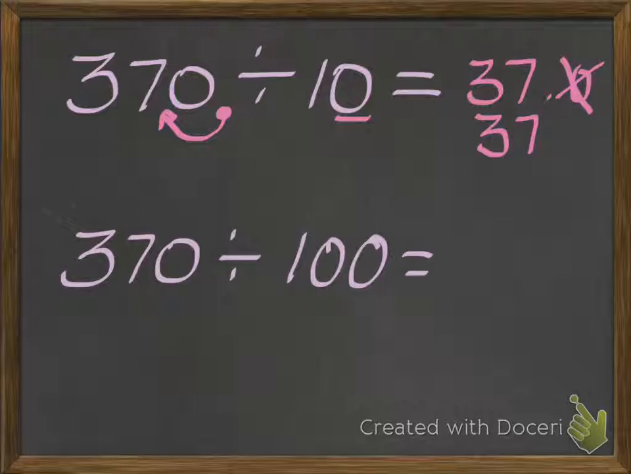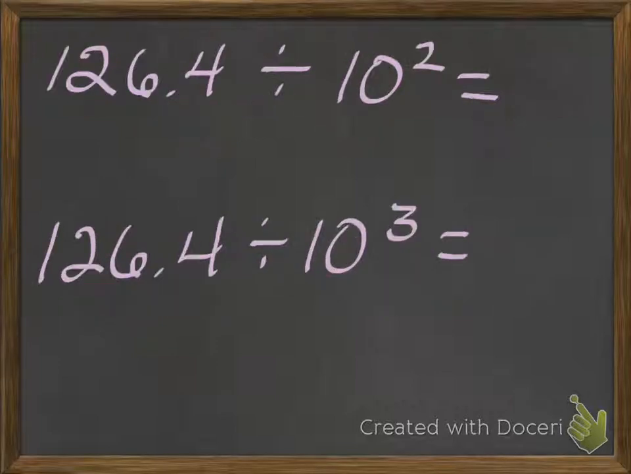370 divided by 100. There are 2 zeros in 100. That means we're going to move that decimal point over 2 places. Okay, and then my answer turns out to be 3.7. Sorry, my decimal point got messy. Okay, let's try another one.